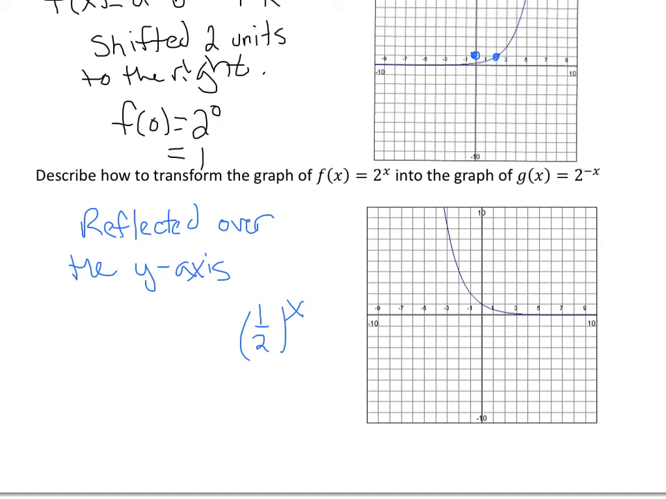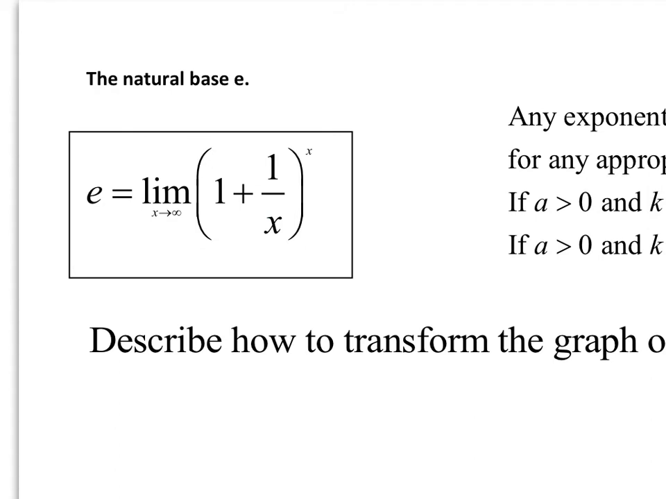Alright, let's look at some more examples. Okay, the natural base e. e is equal to the limit as x goes to infinity of (1 plus 1 divided by x) to the x power. Okay, that's just a fact that we need to remember.